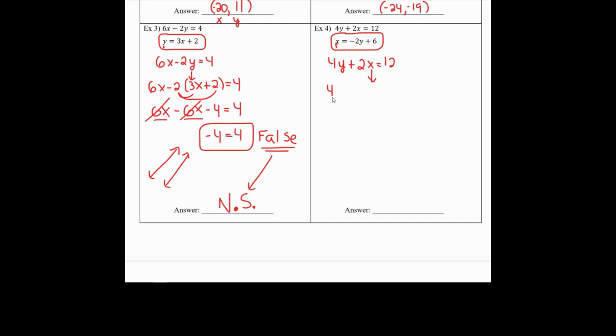Now I copy 4y plus 2 and then open parentheses. Now instead of x, I'm going to put negative 2y plus 6, equals 12.